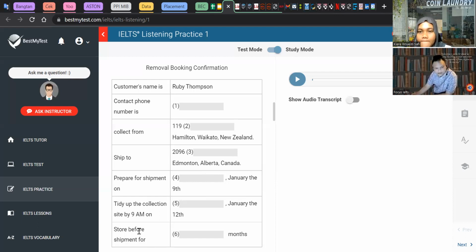Number of months. Okay, number of months. For this one, you can write it in words or you can write it in numbers. So let's say it's 6 months. You can say it's six in words, or you can just put the numbers. It is fine. Either is fine. All right.